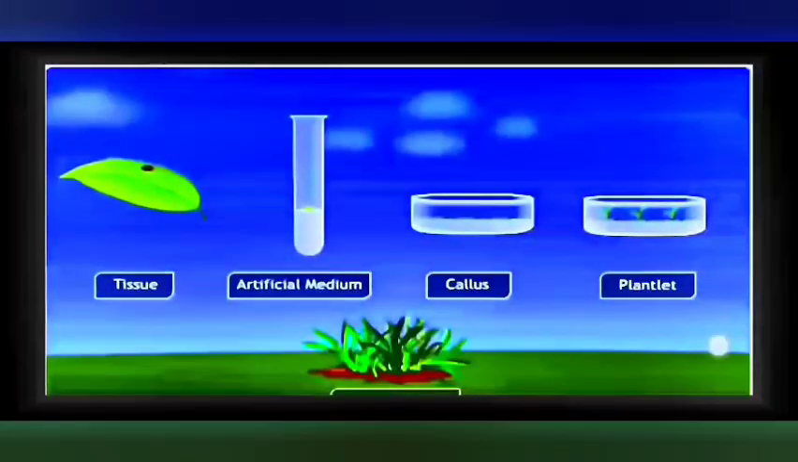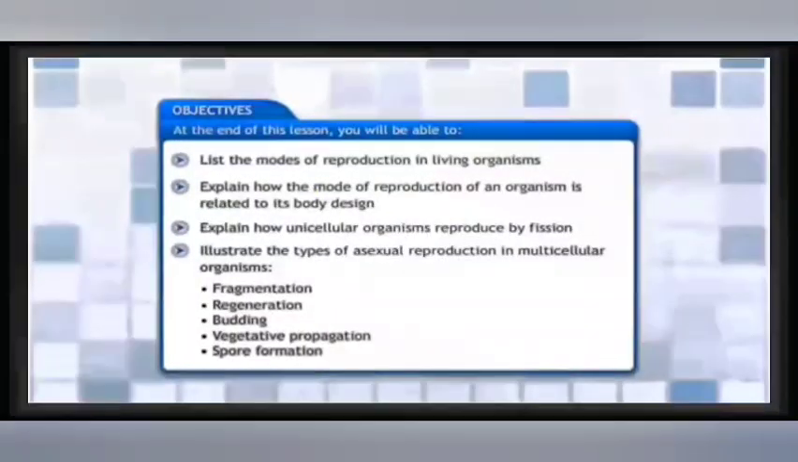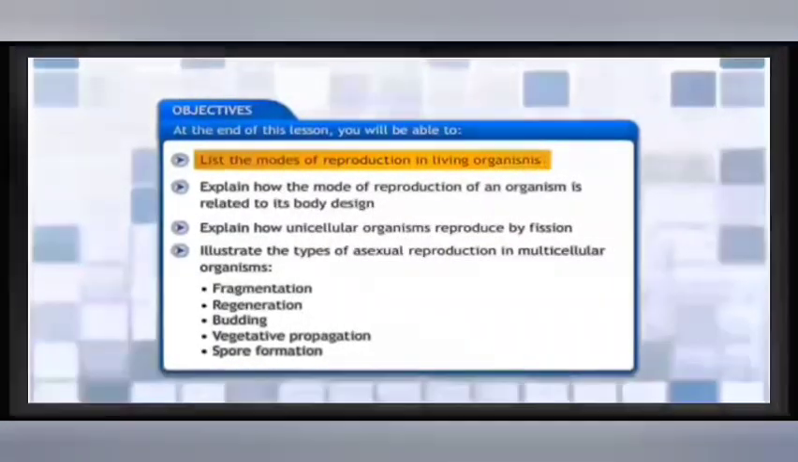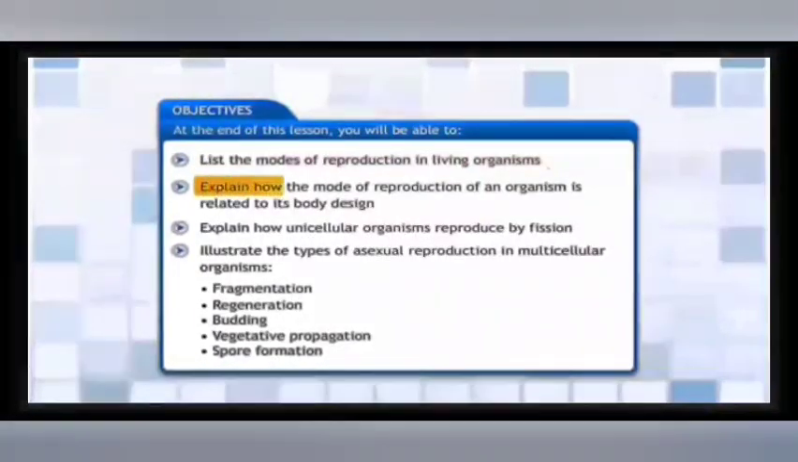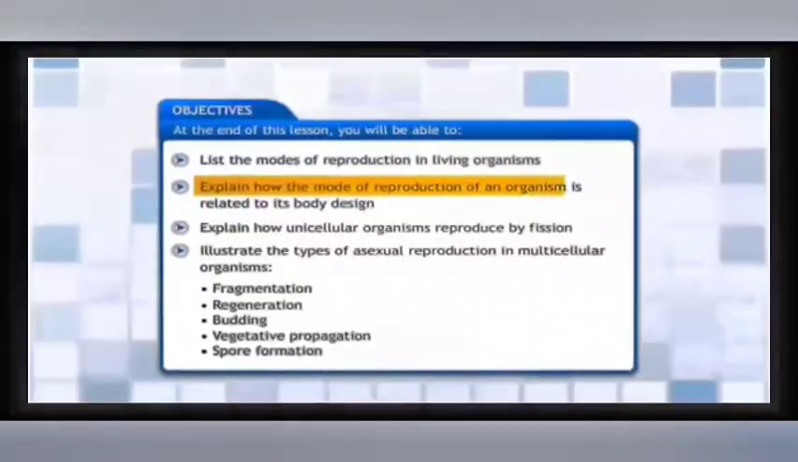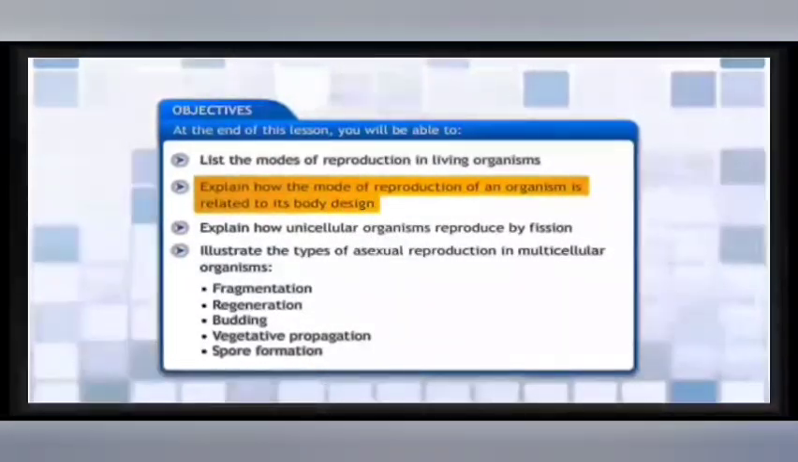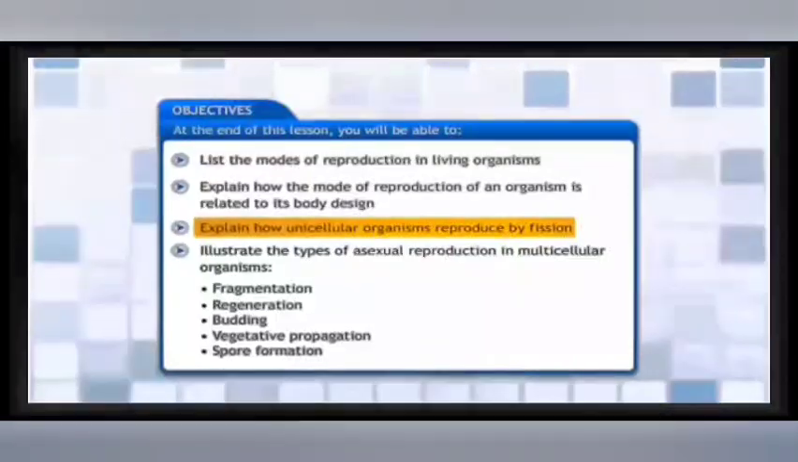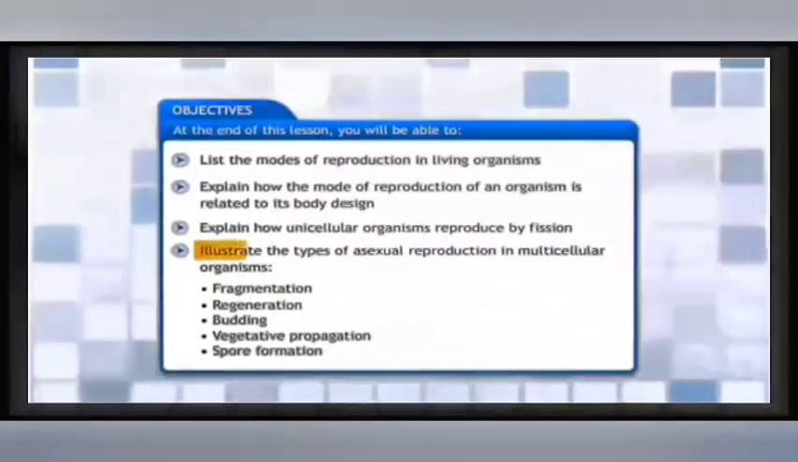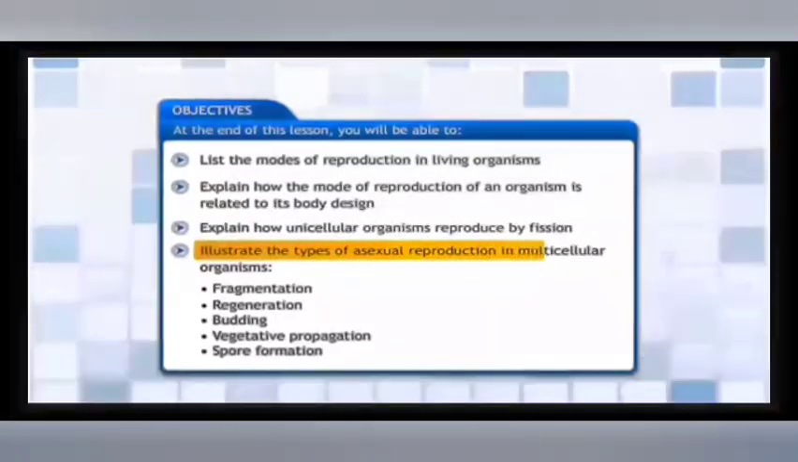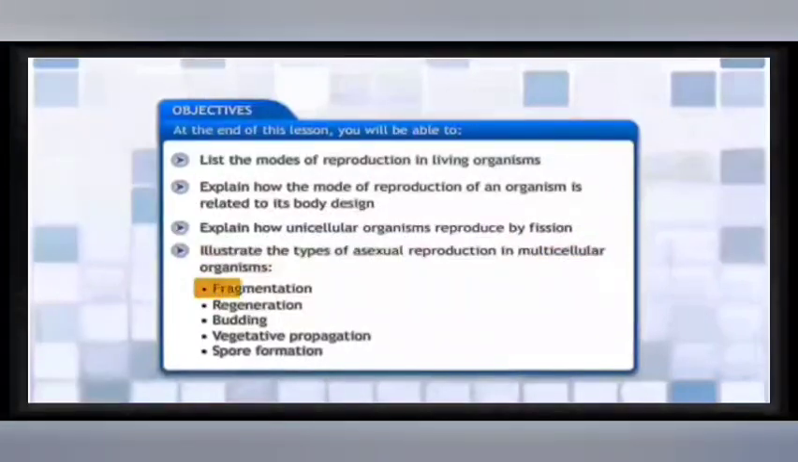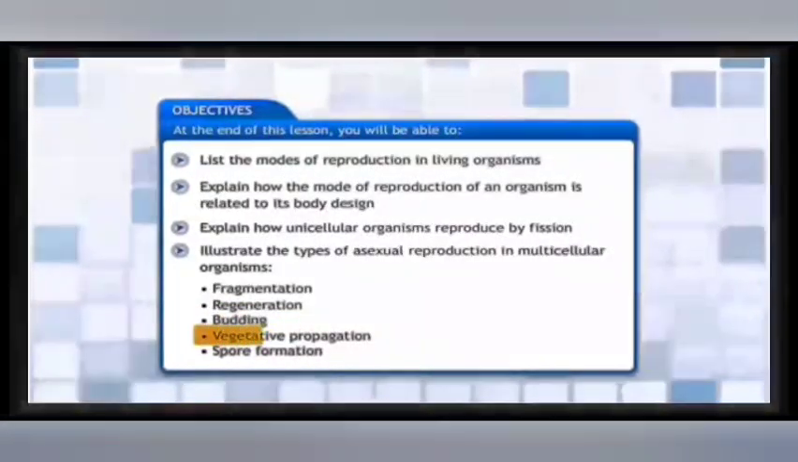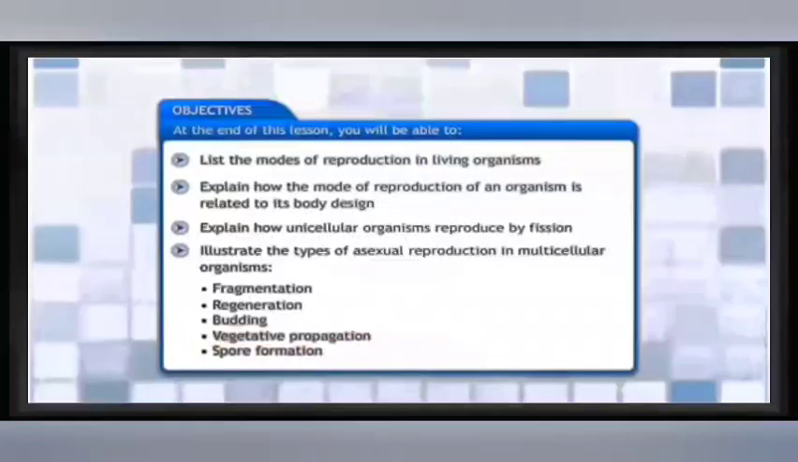After doing all these things, I am sure you are able to answer questions. So these are your assignments. These questions are very simple. You have to answer: first, list the modes of reproduction in living organisms. Question 2, explain how the mode of reproduction of an organism is related to its body design. Next question, explain how unicellular organisms reproduce by fission. And last question, illustrate the types of asexual reproduction in multicellular organisms. You have to explain all: fragmentation, regeneration, budding, vegetative propagation, and spore formation in your notebook. I hope this topic is very clear to you.